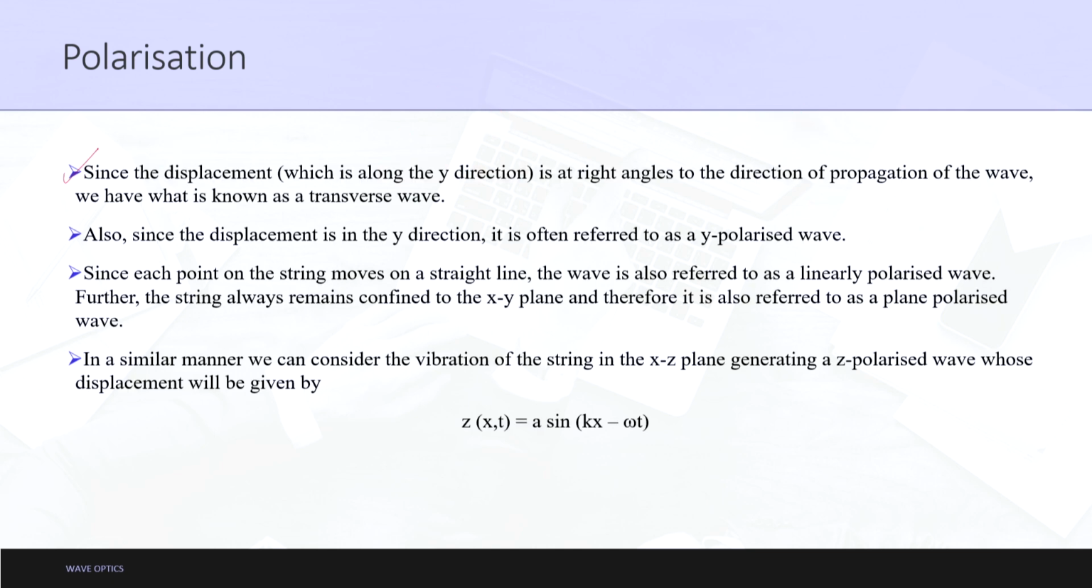Since the displacement, which is along the y direction, is at right angles to the direction of propagation of the wave, we have what is known as a transverse wave. Also, since the displacement is in the y direction, it is often referred to as a Y polarized wave. So this is nothing but a Y polarized wave.